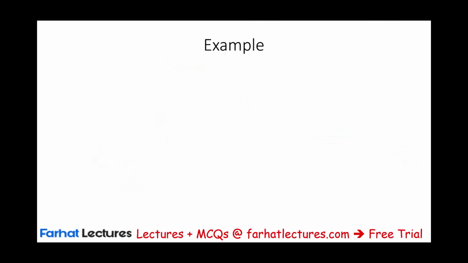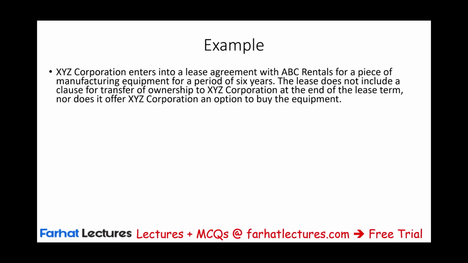Let's take a look at a quick example. XYZ Corporation enters into a lease agreement with ABC Rental for a piece of manufacturing equipment for a period of 6 years. The lease does not include a clause to transfer the ownership to XYZ. So remember, criteria 1 is out, the ownership. Nor does it offer XYZ Corporation the option to buy the equipment. So no bargain purchase. Criteria 2 is out.